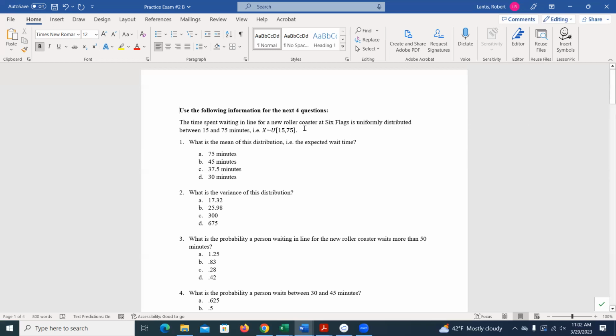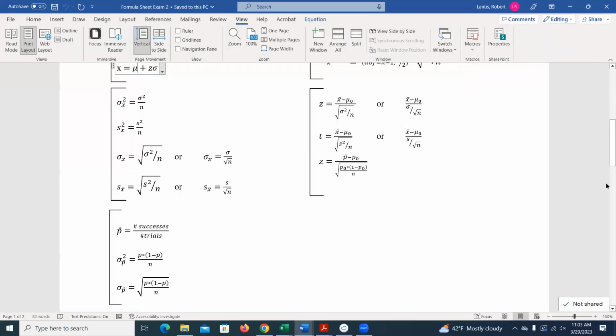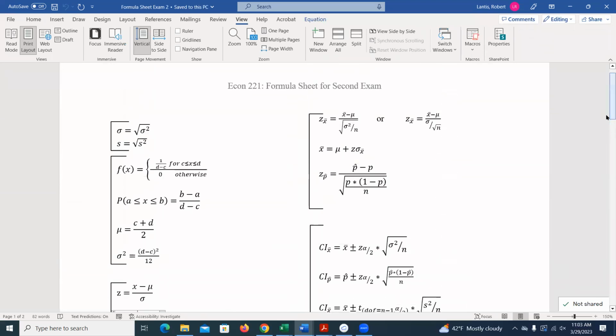So here I've got this uniformly distributed variable. The minimum is 15. The maximum is 75. Just like the other exam, my formula sheet walks through things in the order in which we covered them in class, not from left to right. So it's down the left column, then back up, and then down the right column, right? So you should never be using stuff in the bottom right column for the first couple questions. I'm just making it easy for you, right?